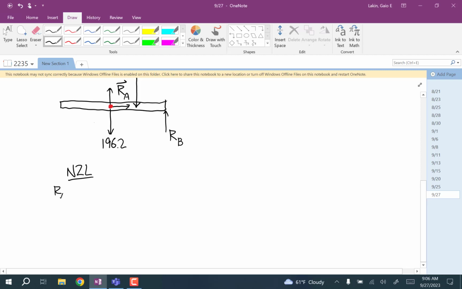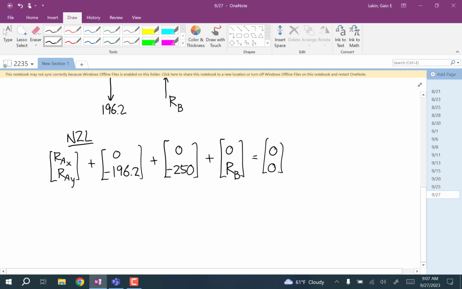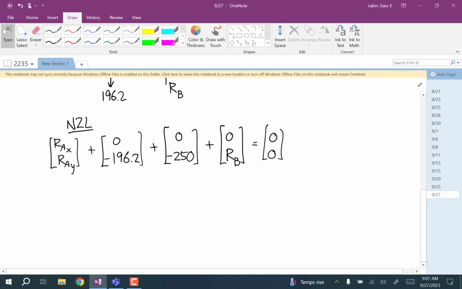So we got RAX, RAY plus 0, negative 196.2 plus 0, negative 250 plus 0 RB is equal to zeros. 1, 2, 3, 4. Okay, so that looks good.